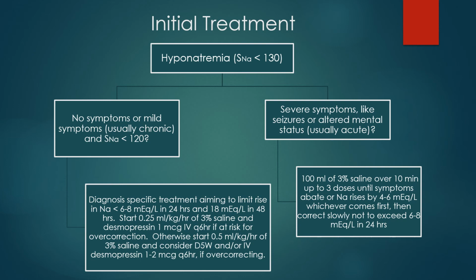If there's a lower risk of overcorrection, which is typically in SIADH, then you can start 0.5 mL per kilo per hour of 3% saline, and titrate up or down depending on the rate of correction. A D5W bolus or drip and/or DDAVP can be considered if overcorrecting.